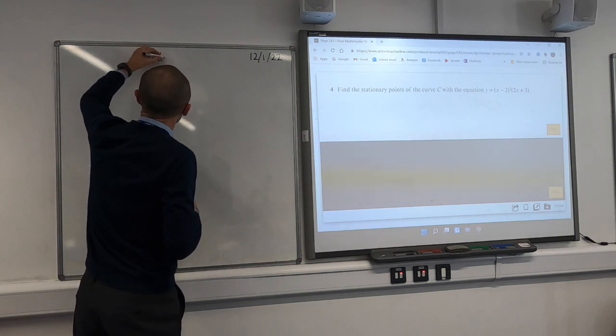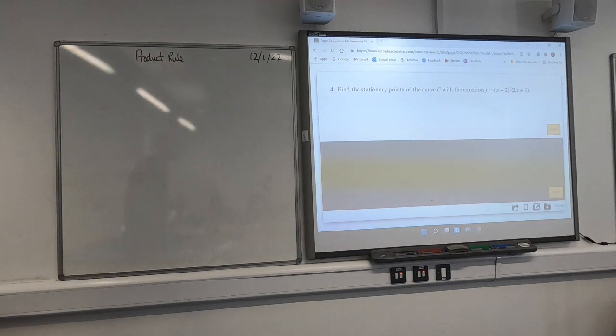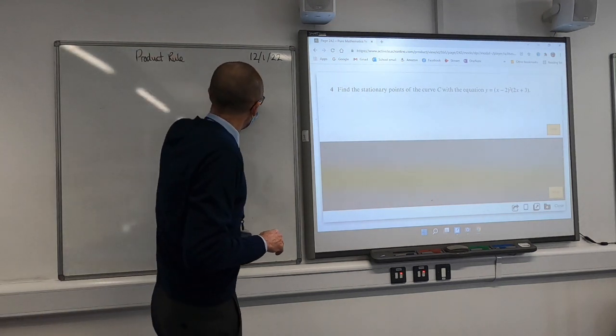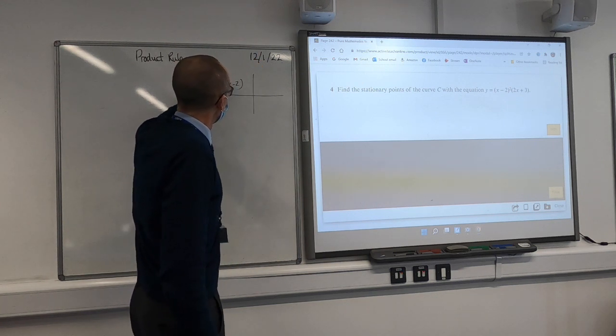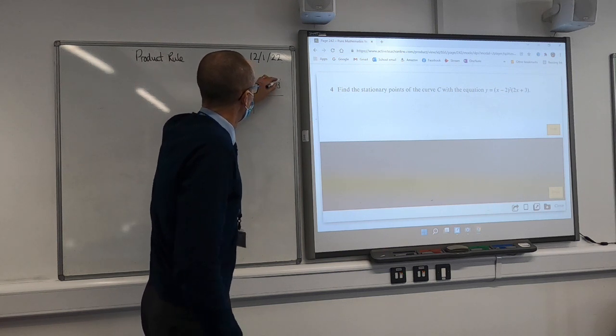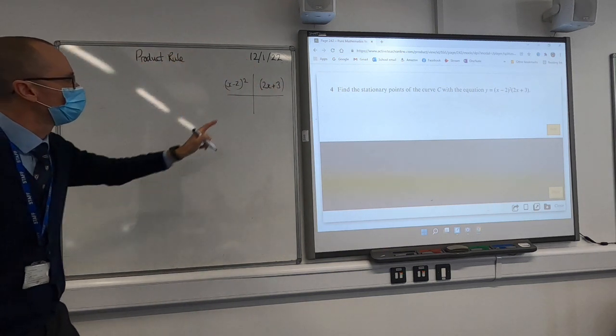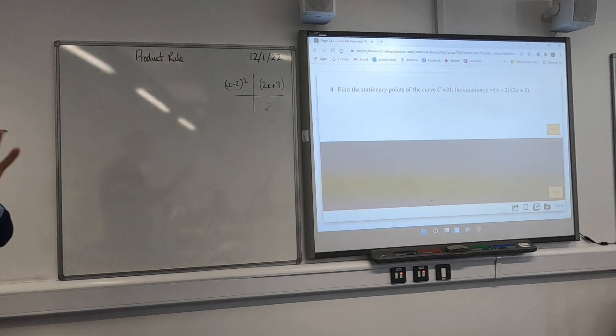The rule is not on the formula sheet, and we stated the rule yesterday, so that's in the video for yesterday. But it's basically this. You take the two things that are being multiplied, and you differentiate them both. So 2x plus 3, when you differentiate it, just becomes 2. That's year one differentiation, nothing new there at all.